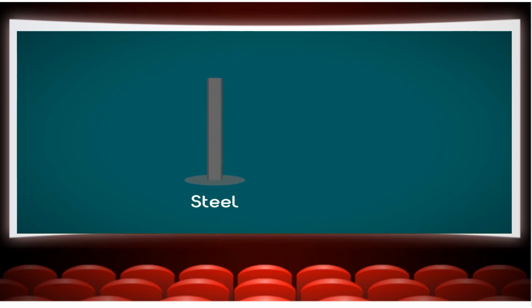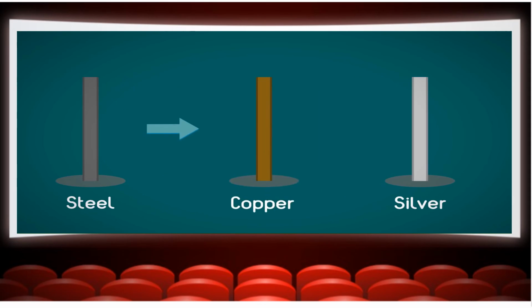It is also important to choose your metals carefully in electroplating. Not all metals will alloy with each other. For example, steel has to be copper plated and then silver plated because it will not form a direct alloy with silver.